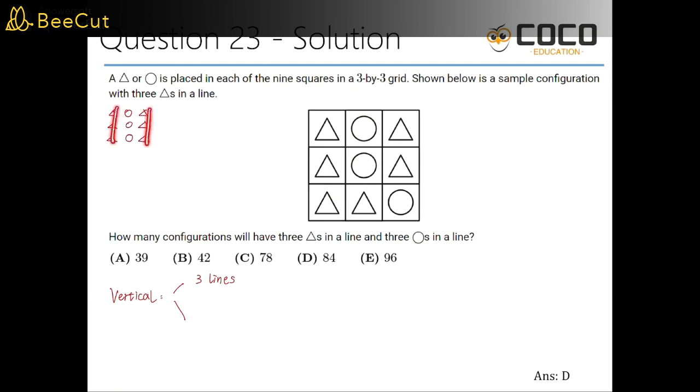Okay. If 2 lines of triangle, 1 line of circle, this is 3 arrangements. The circle is either on the left, in the middle, or on the right. If it's 1 line of triangle, 2 lines of circles, it's also 3 ways. So altogether, this is 6 ways.